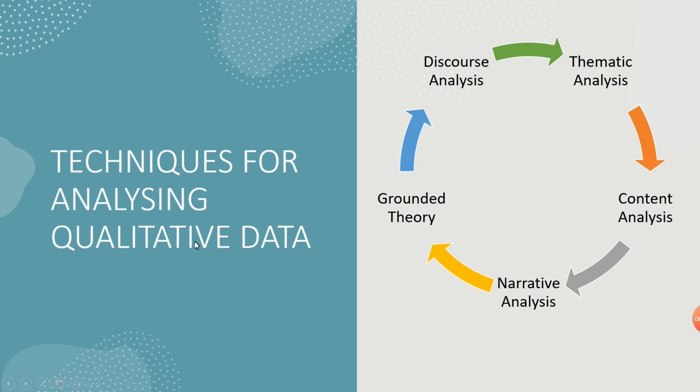Next, techniques for analyzing the qualitative data. So first is thematic analysis. I am analyzing the data for suitability for the particular theme. Next, content analysis. How best the content is there, how it is okay. Next, narrative analysis, and then grounded theory. So based on the collected data, I am building up a theory. So that is grounded theory. Next is discourse analysis. I am here predicting how it might go. So that is known as discourse analysis. So these are the different techniques for analyzing qualitative data.